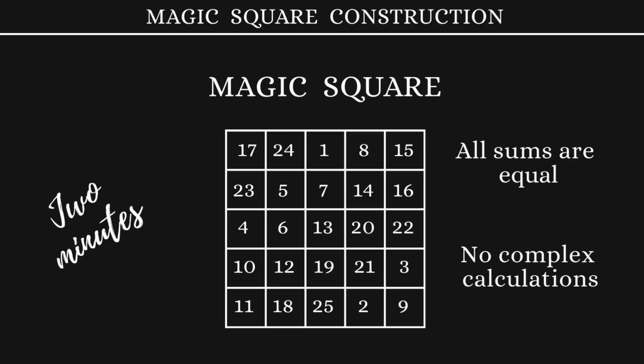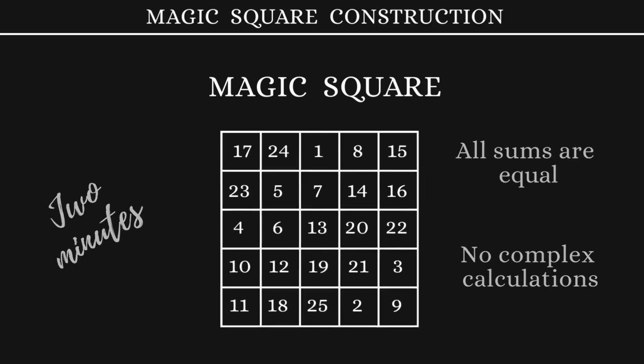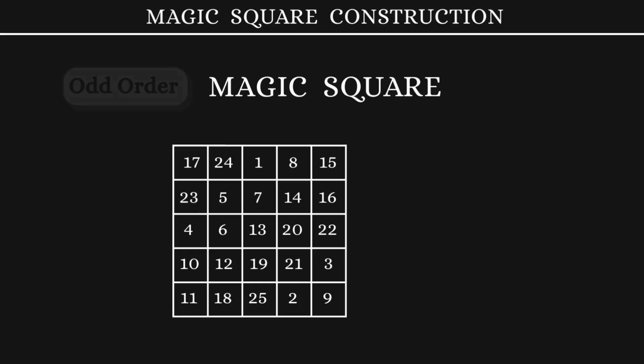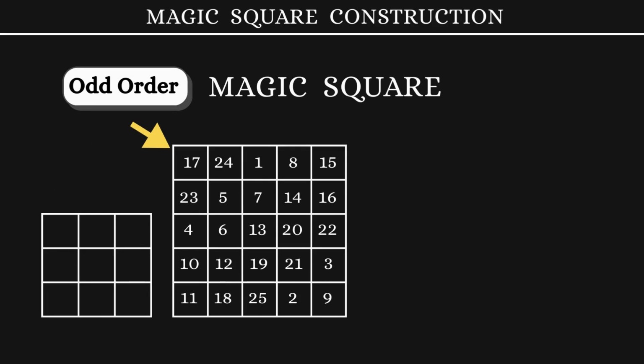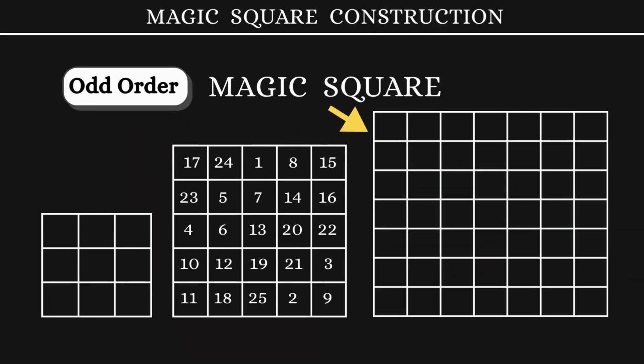You will also learn how to construct any magic square of odd order like 3 by 3, 5 by 5, 7 by 7 and so on. So without any delay, let's get started.